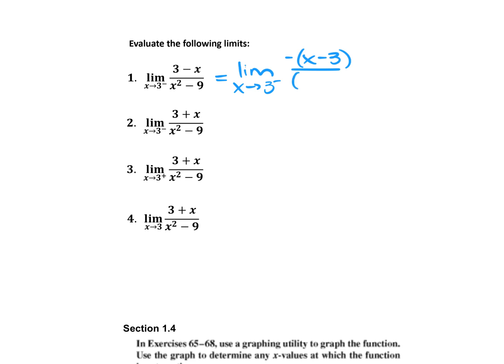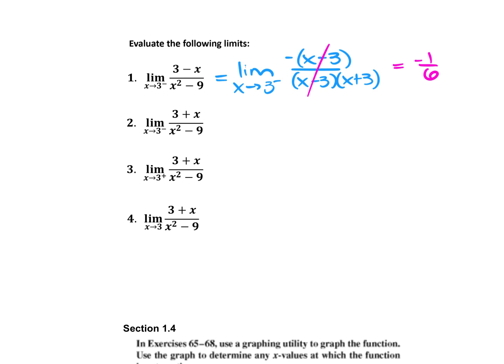And difference of squares. And I'm going to cancel my x minus 3's. Is this going to allow me to plug in 3? Yes. Yep. And I get negative 1/6. That's my answer. There's my answer. That would be the limit as we approach 3 from the left, the limit as we approach 3 from the right, the limit as we approach 3. Done. Now, what if it doesn't work?